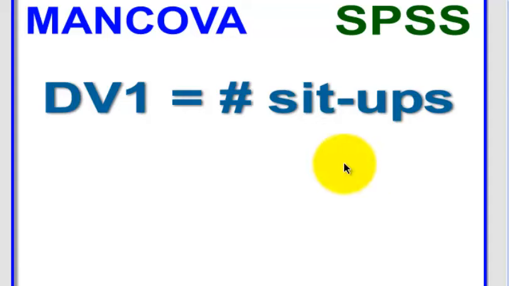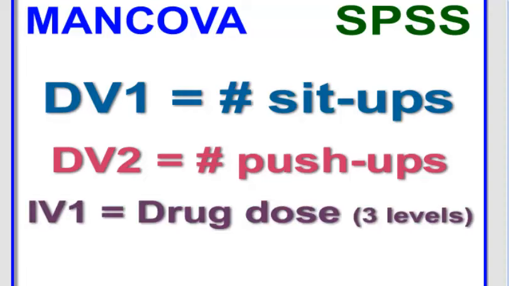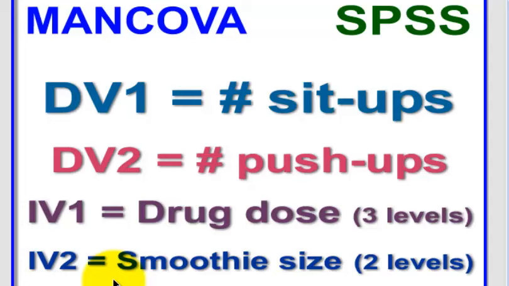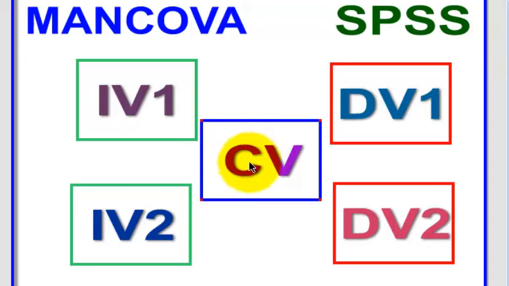But in this MANCOVA, DV1 is the number of sit-ups. DV2 is the number of push-ups. IV1 is the drug dose. IV2 is the smoothie size. And again, this is the same data that we ran in the MANOVA and I believe the ANCOVA. But there's our two IVs and our two DVs. So with the covariance, we're looking for covariates, okay? There could be more than one.